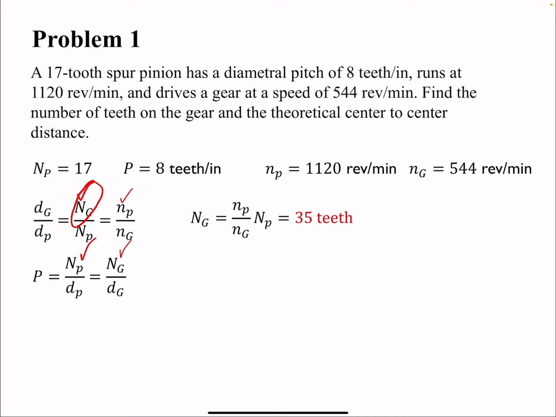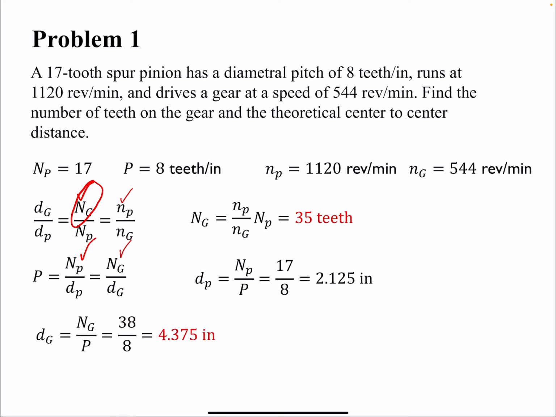The problem is asking for the center to center distance. That means we need to find the diameter. The equation for the diametral pitch is N over D, and the diametral pitch would be the same for both, whether it's the pinion or the gear. Two gears in mesh need to have the same diametral pitch, circular pitch, module, and all the gear features have to be the same. So based on this, I can find the diameter of the gear and pinion. The diameter of the pinion would be 2.125 inch. The diameter of the gear would be 4.37.